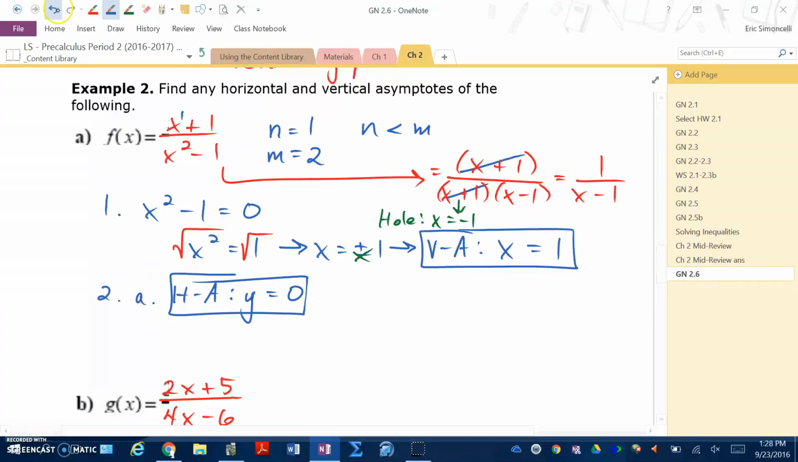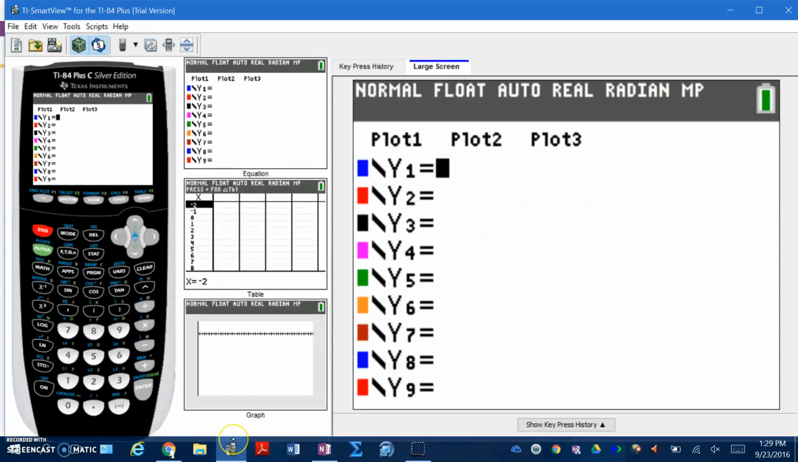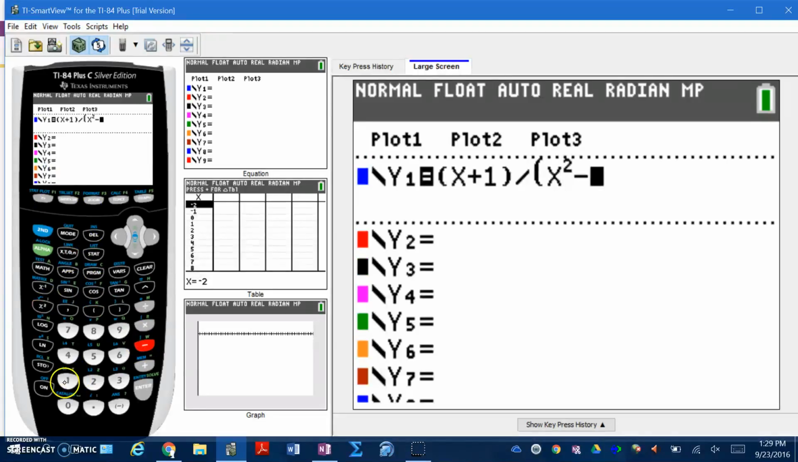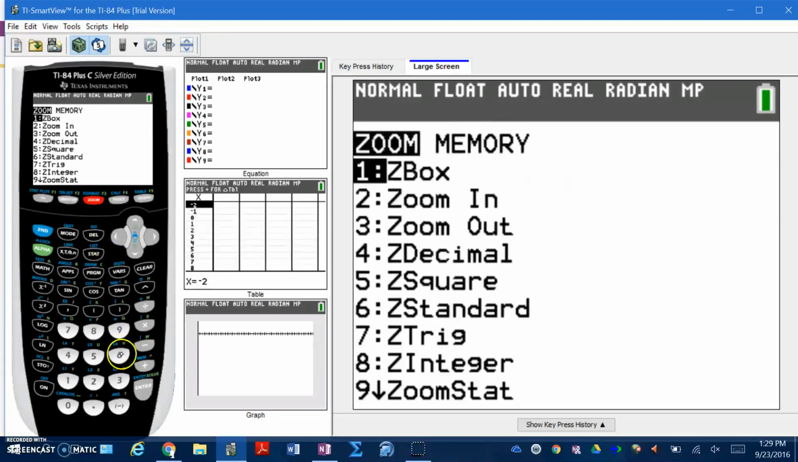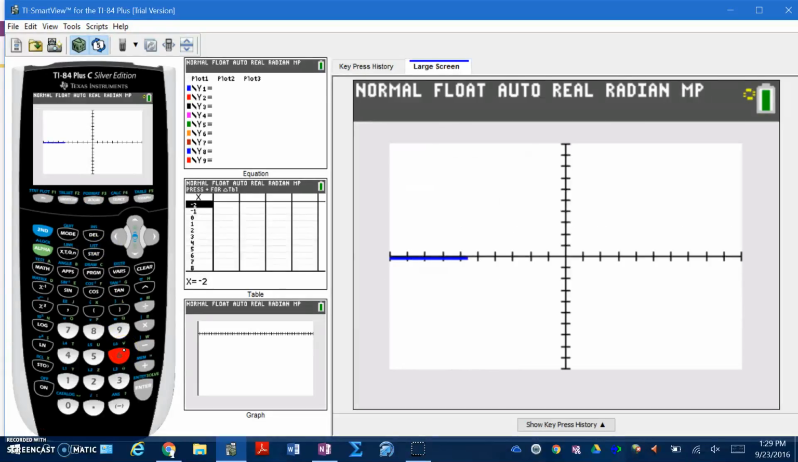We're going to take a look at the graph of this function. We may not look at all the graphs, but this one in particular I do think is worthwhile taking a look at. So we'll go ahead and graph y equals (x plus 1) divided by (x squared minus 1). Zoom 6. Let's see what we got.